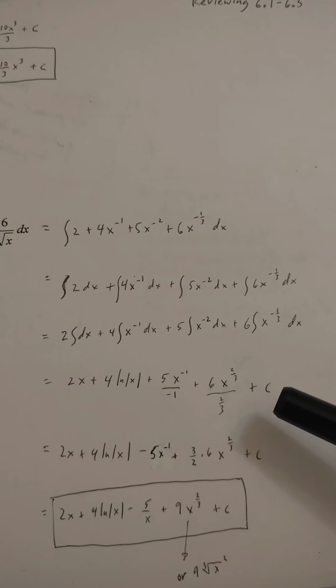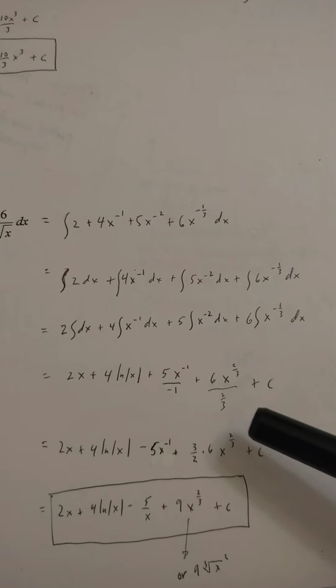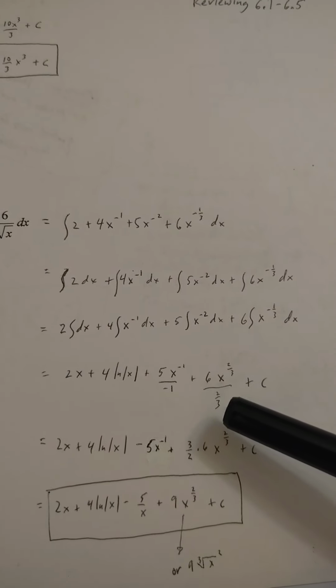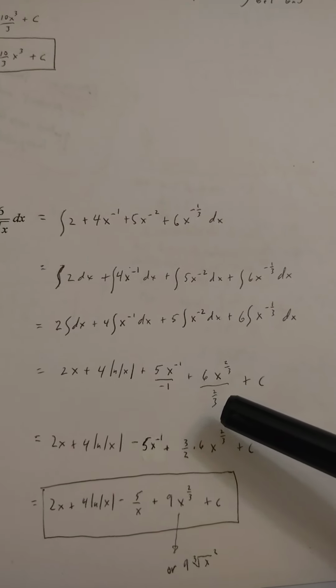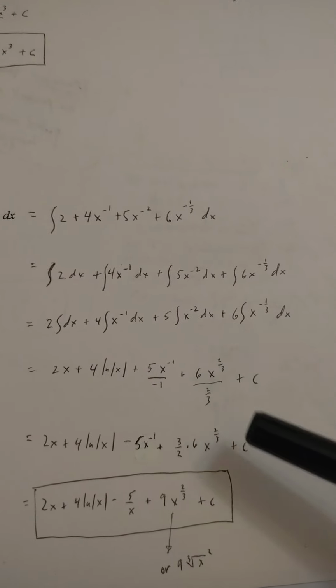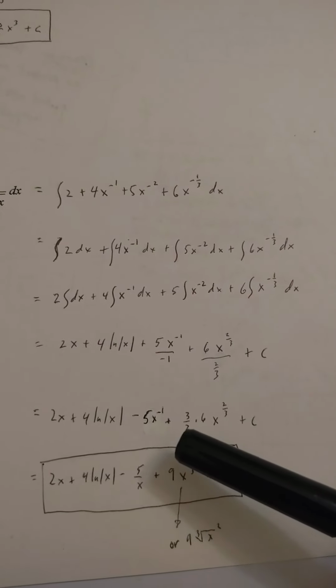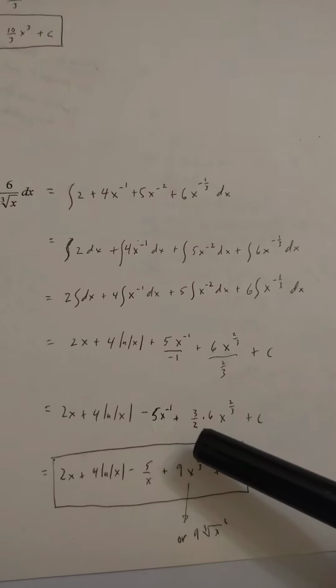And then you don't want to leave this as your final answer. It's nice to simplify. Certainly you want to. Isn't dividing by 2/3 the same thing as multiplying by the reciprocal, 3/2? So that's where the 3/2 comes from.